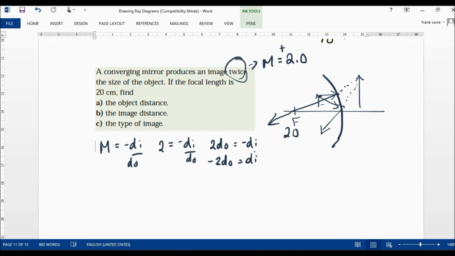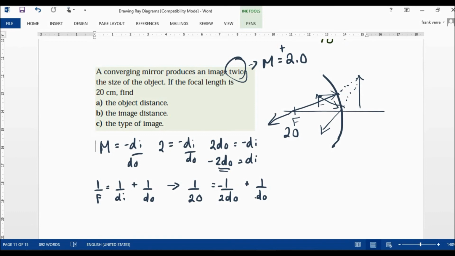And what we can do now is go back to our original equation with the focal length, which is 1 over f is equal to 1 over di plus 1 over do. And now we can go from there, because we can substitute. So 1 over f is 1 over 20. We can say 1 over 20 is equal to 1 over di. So we know what di is. We know di is equal to this. So we can say 1 over 20 is equal to 1 over negative 2 do plus 1 over do.